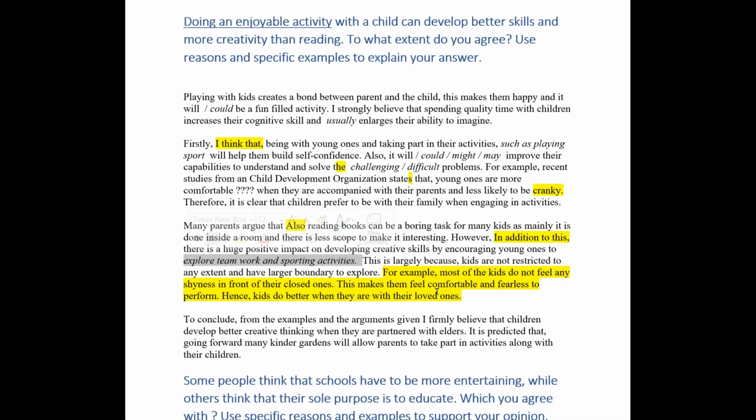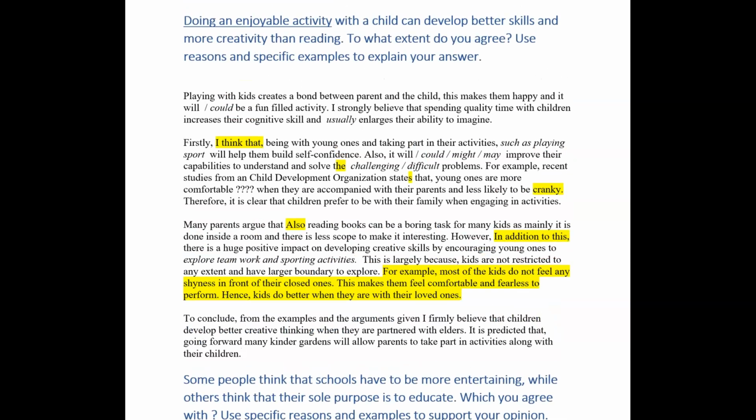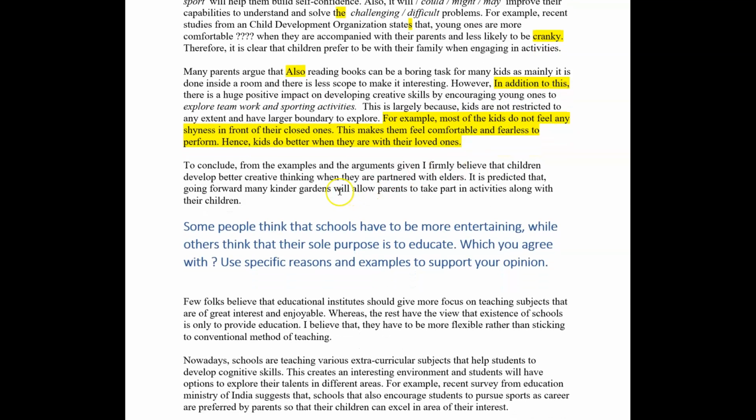But do you see how it's difficult as an examiner reading this? You kind of need to be more specific, more precise in your argument. The children develop better creative thinking when they're partnered with elders. Yes, but I think you've just missed this key word, doing an activity with a child. So you could think of, as I said, sport or doing art or doing music lessons, that kind of thing. So you've got some nice ideas here. Watch out for the little grammar mistakes, but I think just make really sure that you're on the right topic. Okay, Ben will talk to you about this when we look at planning.